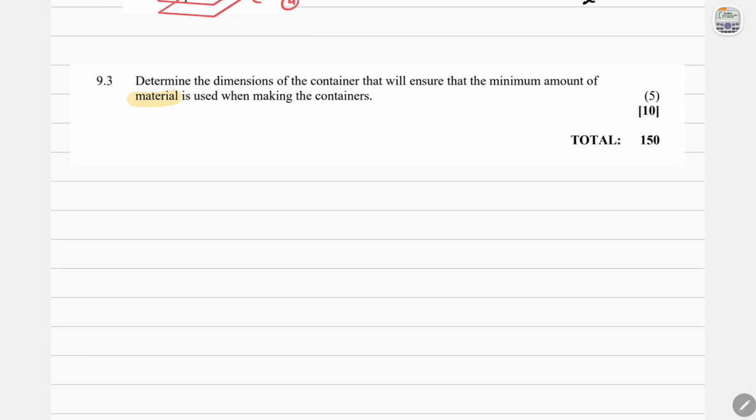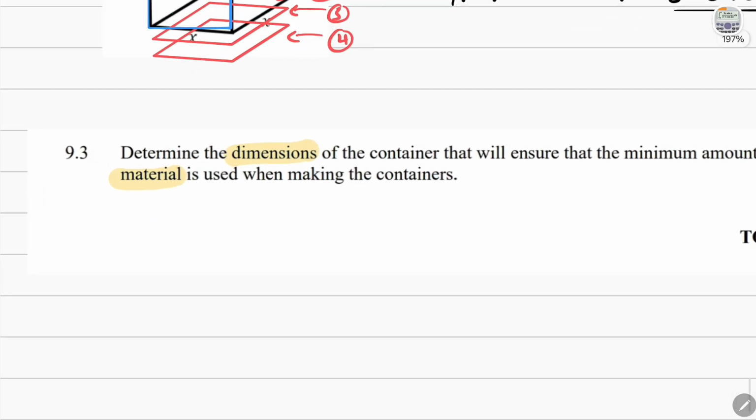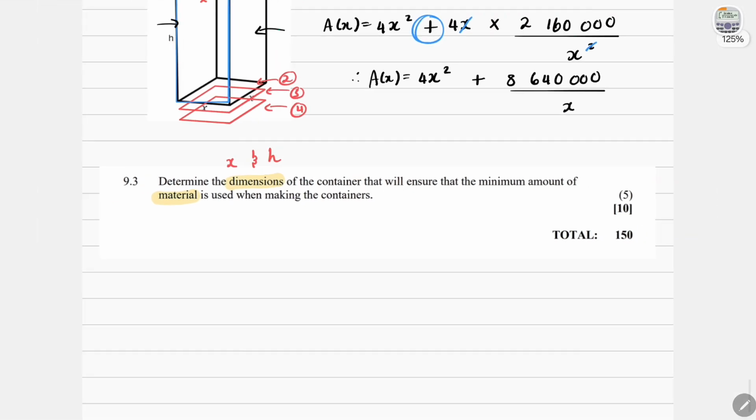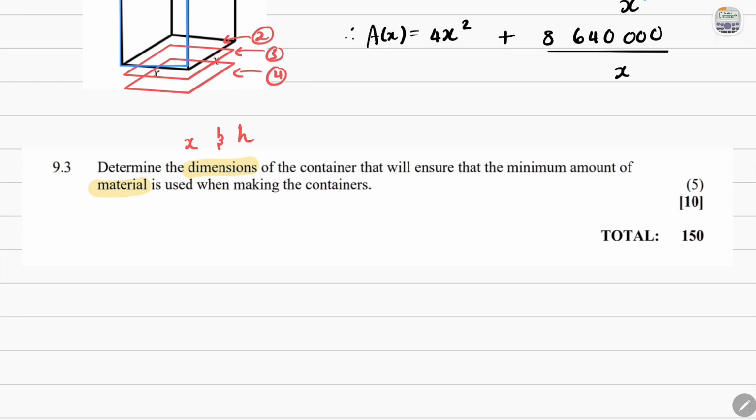If they're saying dimensions, they don't just want the values of x, okay, because the x was those dimensions for the base and of course the top part of the shape. But this will also include the height. So the dimensions just means you need to find x and h as well. Okay, so find the values of x and h that will ensure that the minimum amount of material, we already know that the material is now referring to the surface area. So find the values of x and h for which the area will be a minimum.